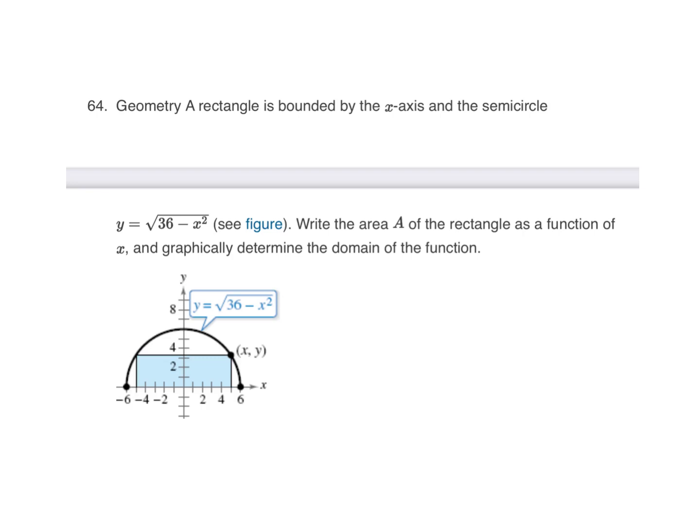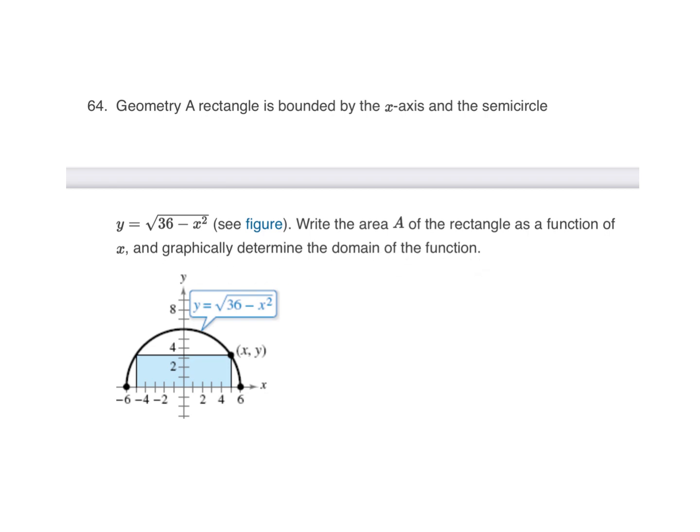Here is number 64 in 1.4. So you have a rectangle bounded by the x-axis and the semicircle y equals the square root of 36 minus x squared, with this figure below. Write the area A of the rectangle as a function of x and graphically determine the domain of the function.